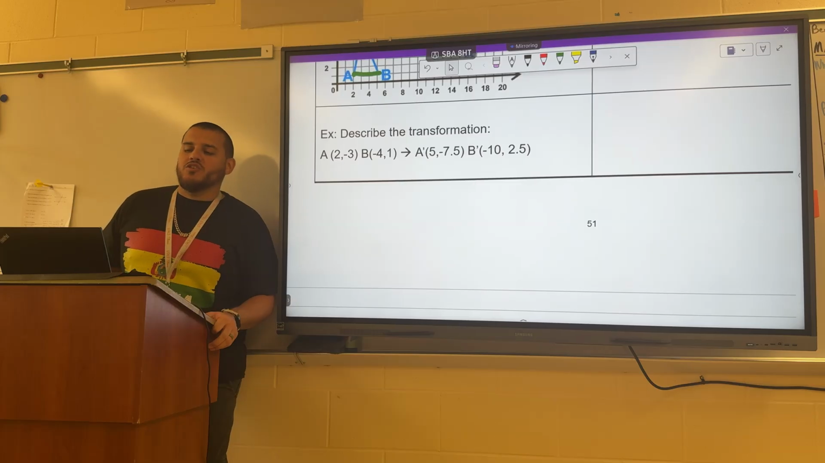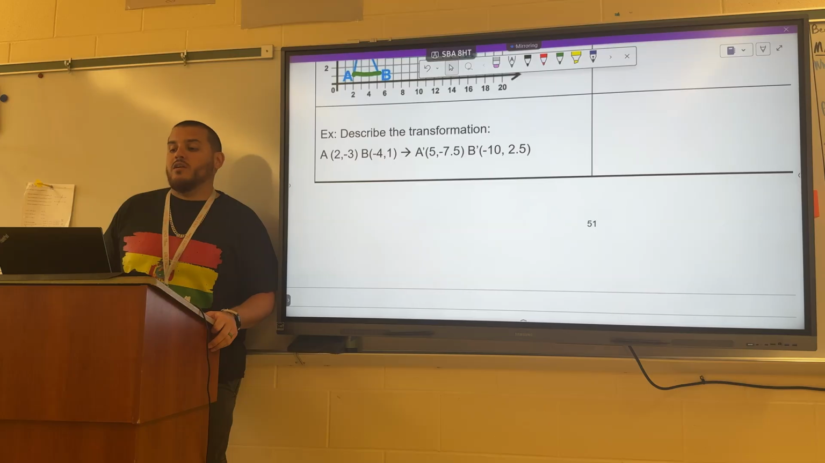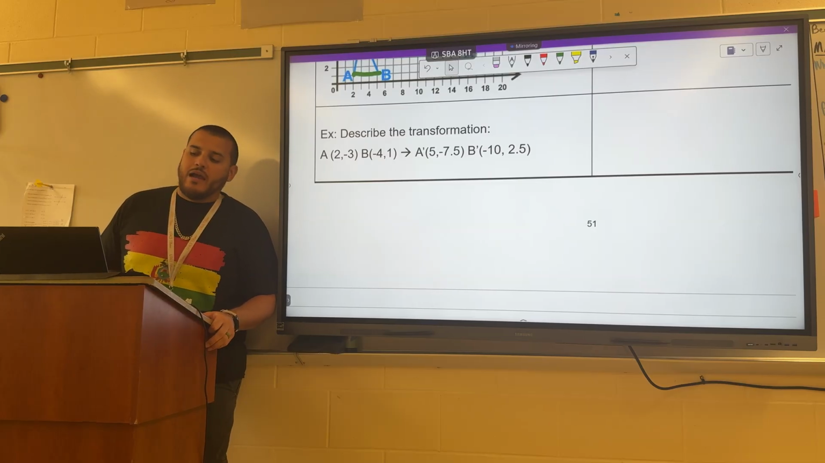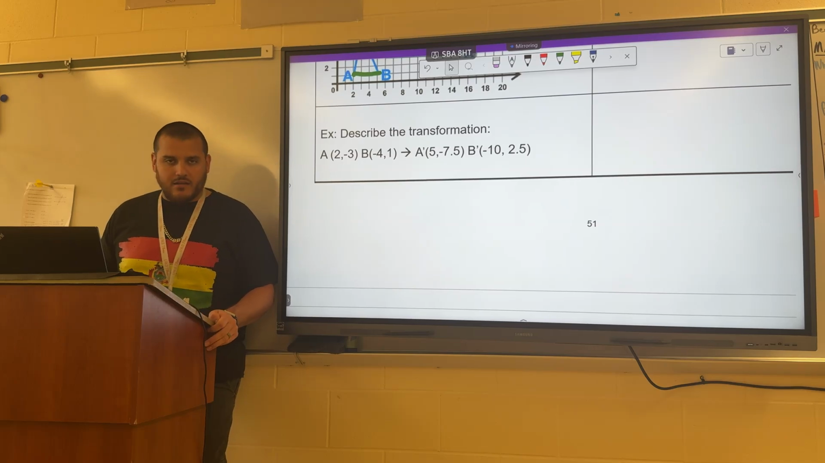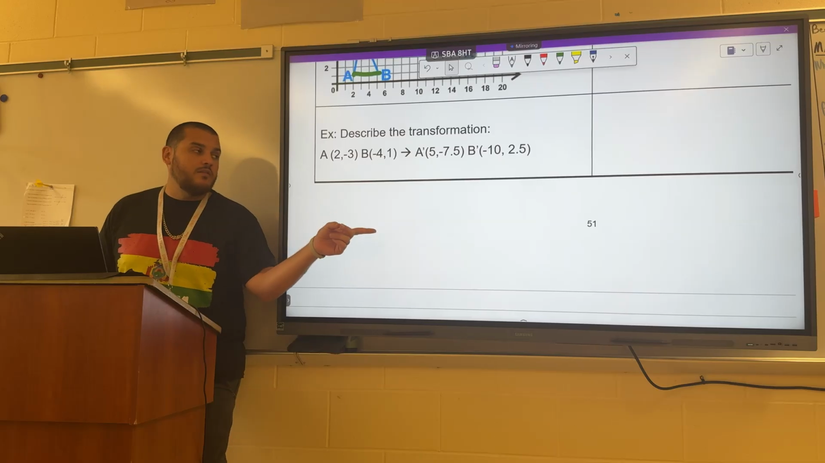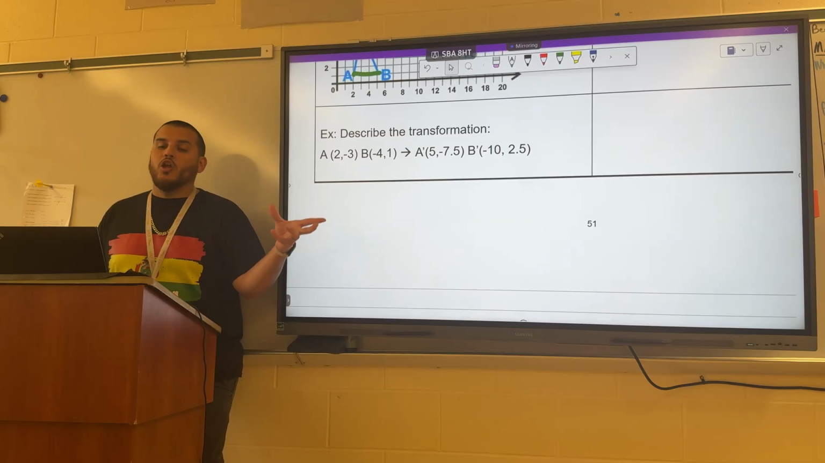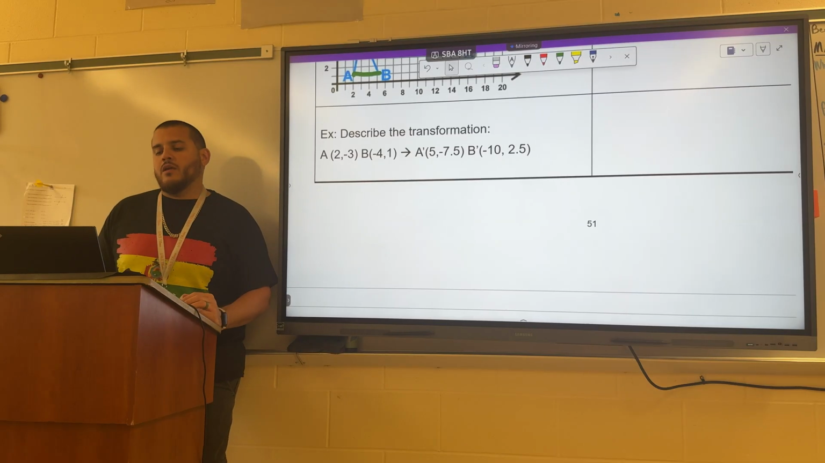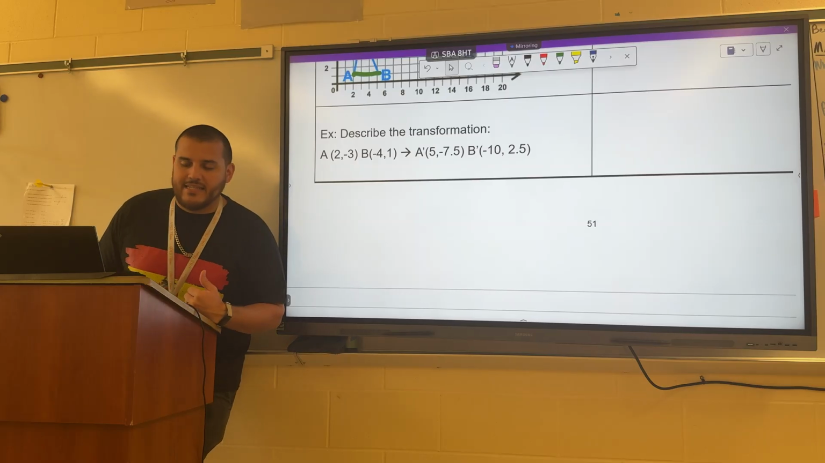Next up, we have one of the trickier things here in Unit 4, which is describing a transformation that we can't see on a graph. Now, obviously, if you have access to graph paper, graphing it will help you get an idea of what kind of transformation happened. If we graph this, we would clearly see that one of these segments is clearly larger than the other segment, which would help us understand that it is a dilation.